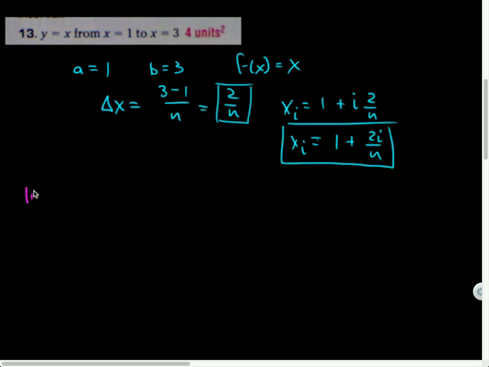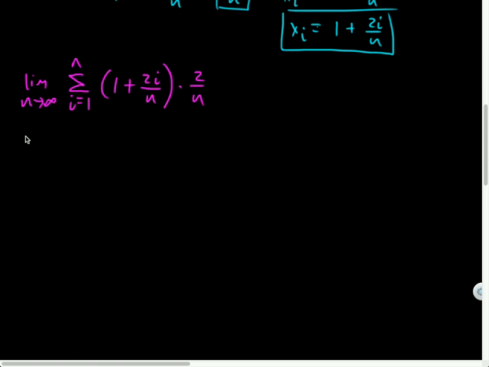So this is going to equal the limit as n goes to infinity of the sum of i equals 1 to n of f of x sub i. So f of x is just x. I'm not squaring it, I'm not cubing it, I'm not subtracting something, I'm not multiplying it. So in this case it's just x sub i. So 1 plus 2i over n. And I multiply by delta x, which is 2 over n. Right?